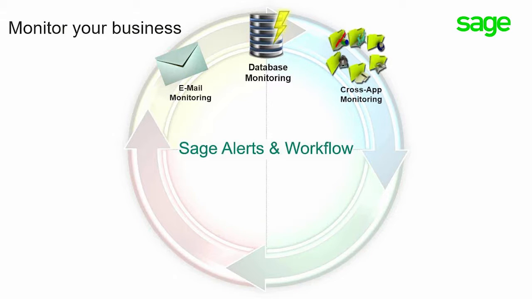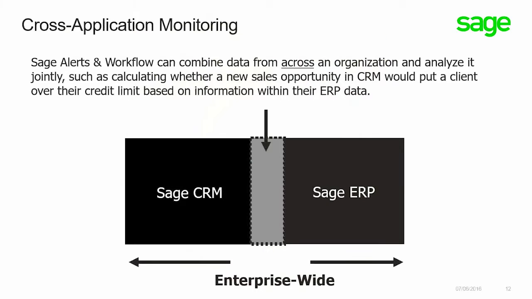Now, because Alerts and Workflow has the ability to monitor information in multiple applications, it's also worth noting that it can monitor conditions between those applications. So yes, you're using Sage 300 for your ERP, but maybe you're also using Sage CRM, or you have a different sales or CRM application.